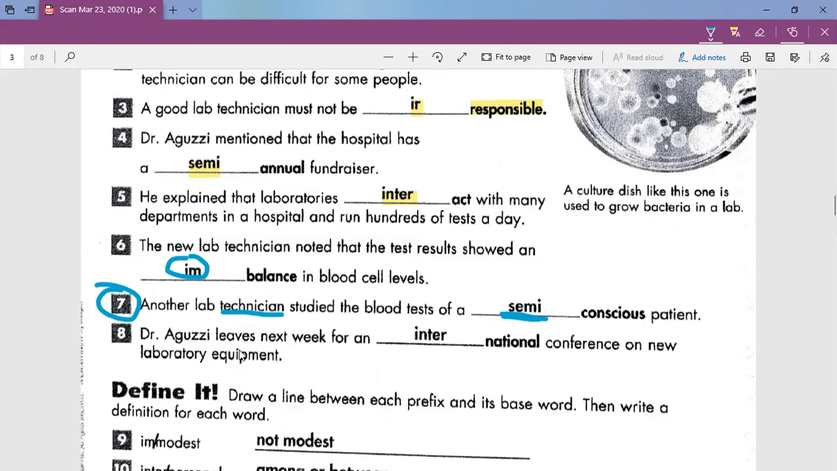Okay. All right. Number 8. Let me see who else is raising their hands. Who's messing up with the screen? Angelica, go ahead and read the next one, please. "Dr. Aguzi leaves next week for an international conference on new laboratory achievements." Thank you very much. So it's going to be international.